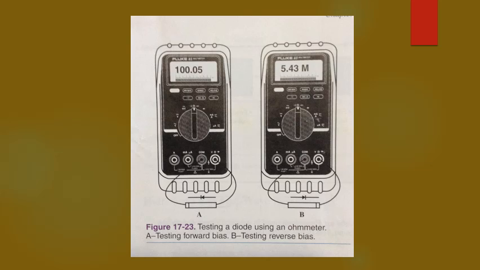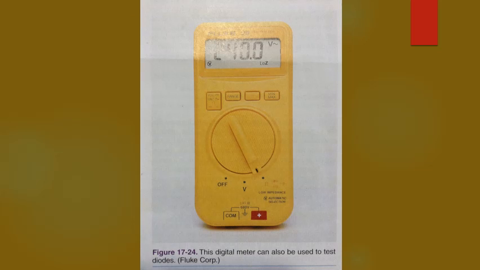Many new digital meters have a diode test function built in. The model with a diode symbol on the selector switch is shown in figure 17-24. A properly connected diode can be tested by turning the switch to the diode function.